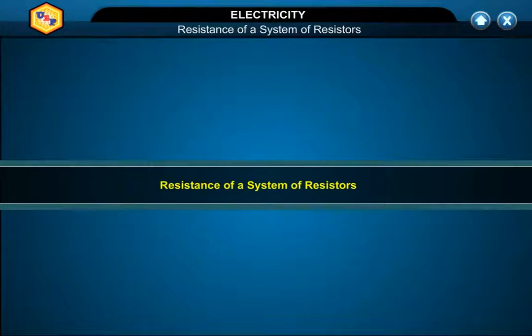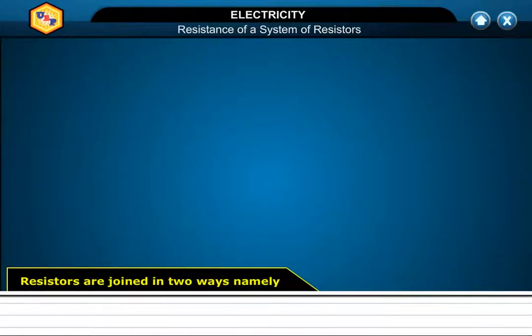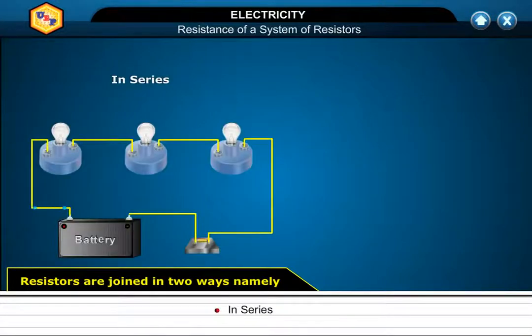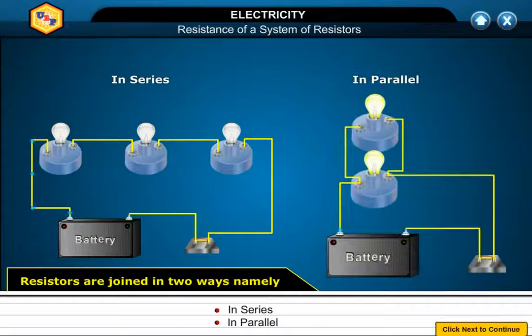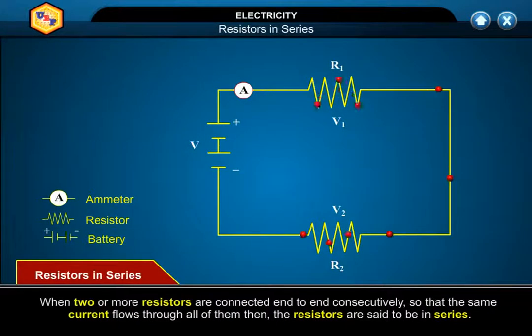Resistance of a system of resistors. Resistors are joined in two ways, namely in series and in parallel. Resistors in series. When two or more resistors are connected end-to-end consecutively, so that the same current flows through all of them, then the resistors are said to be in series.